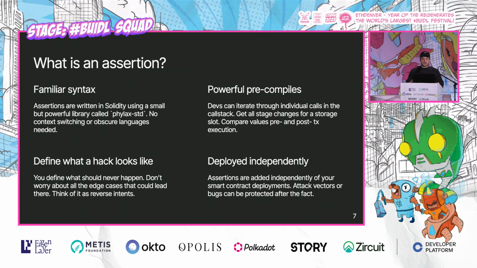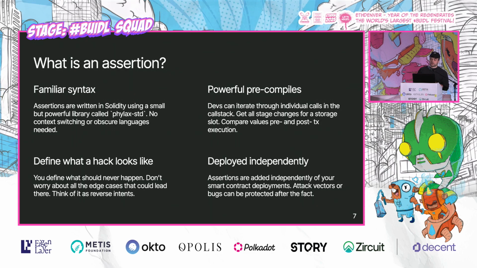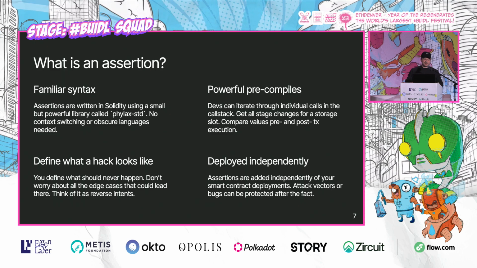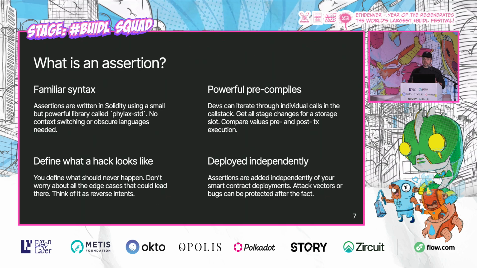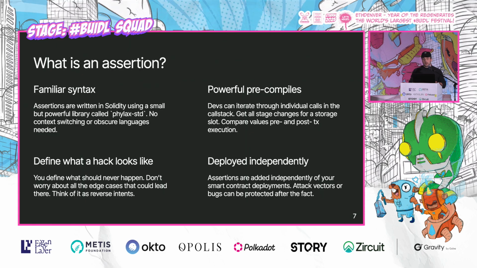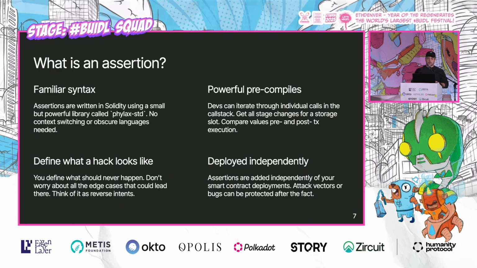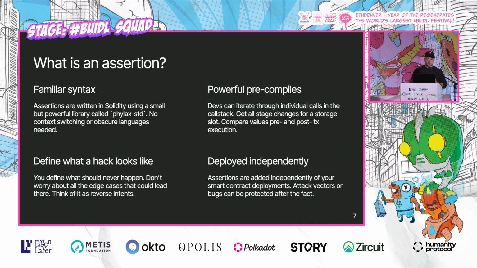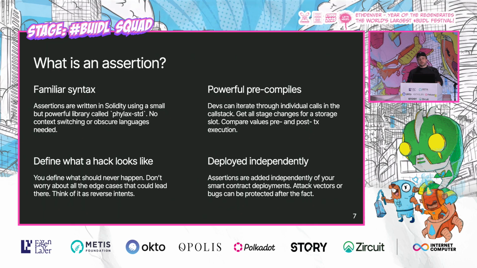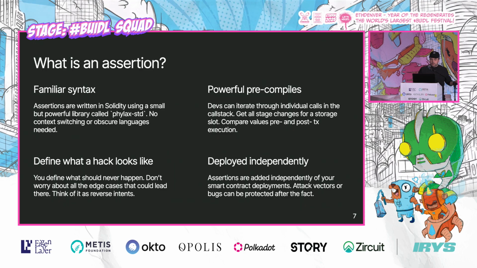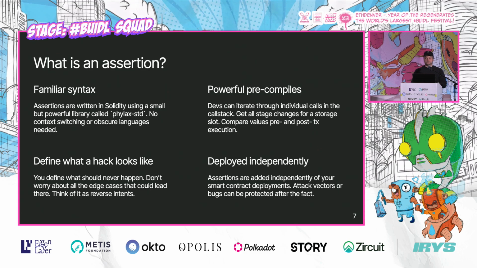And how do we define this? How do we define these hack preventions? We do that through what we call assertions. And assertions are written in very familiar syntax. You write them in Solidity using our credible STD library, which basically means you don't have any context switching as a Solidity developer. It's very familiar. You can call the same functions as you already have in your smart contracts, and you don't need to learn some obscure language for doing formal verification or whatever.